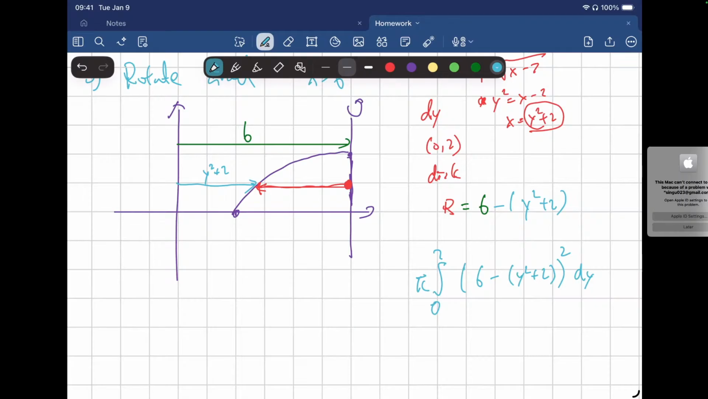6 minus the outer bound minus inner bound. I know it's confusing, but it takes a couple tries to get better at it. But you have to be willing to try this.